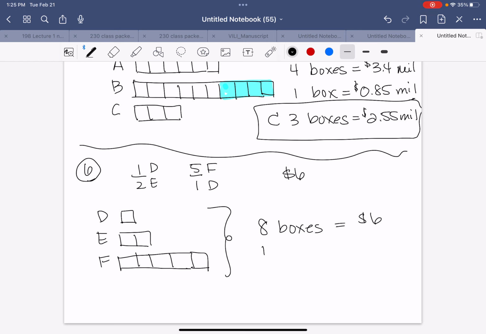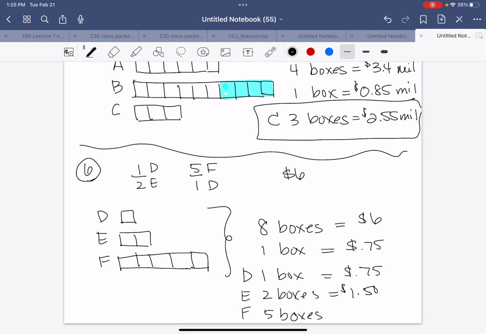Divide both sides by 8 to get 1 box, which is 75 cents. And so that's what Darla's going to do. She's going to pay 75 cents. Ellie's got twice that, so $1.50. And Fran's got the rest. Her 5 boxes is going to be $3.75. And that completes the homework.